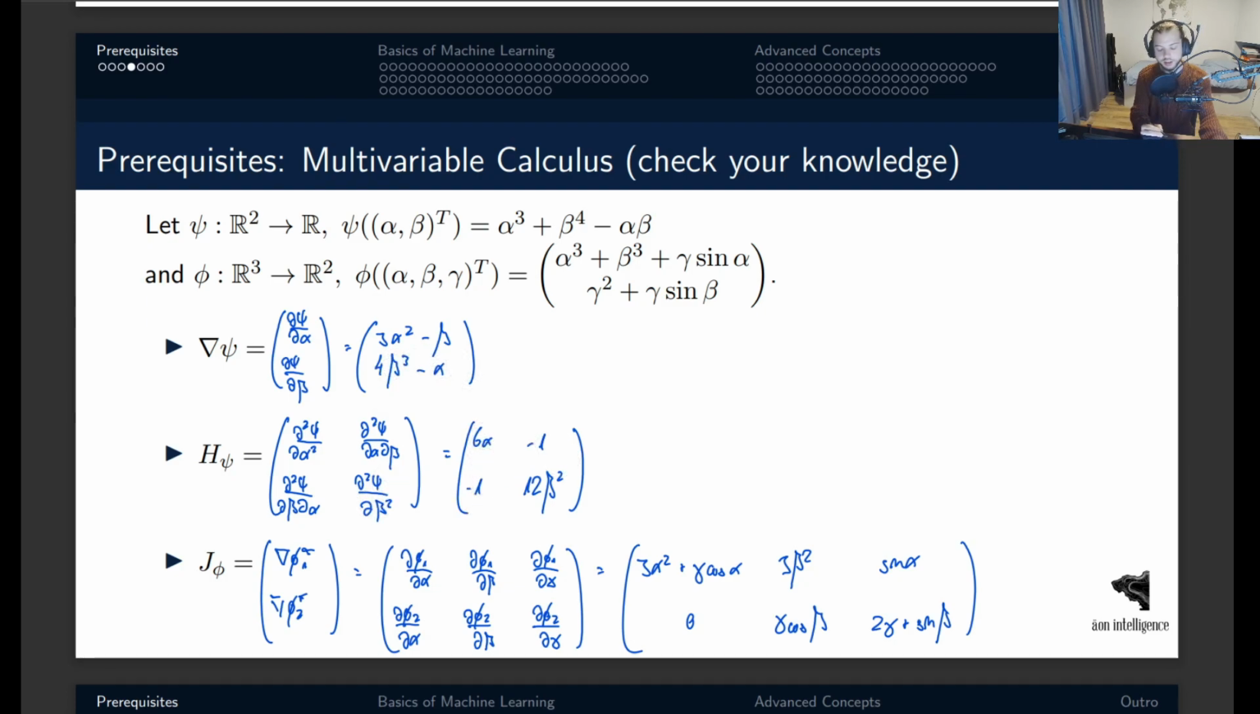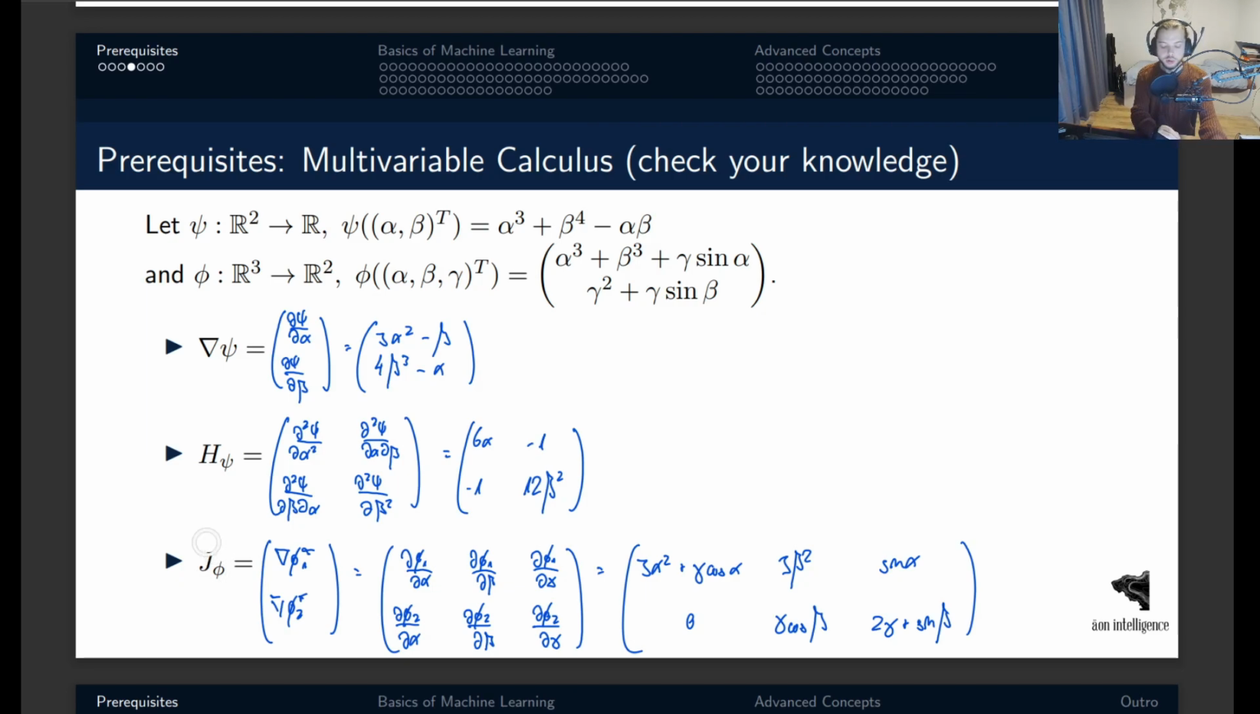So let's find this final entry of our Hesse matrix. So we consider this second entry of our gradient vector again. And we differentiate with respect to beta. And this leaves us with 12 beta to the power of 2. And this is the final entry.